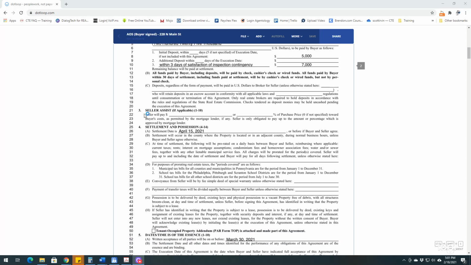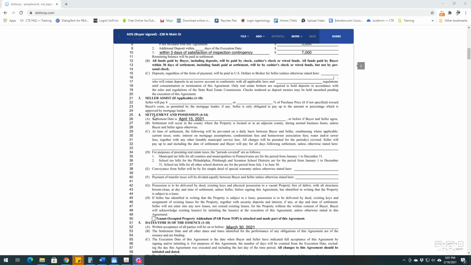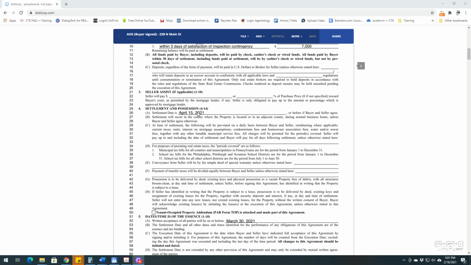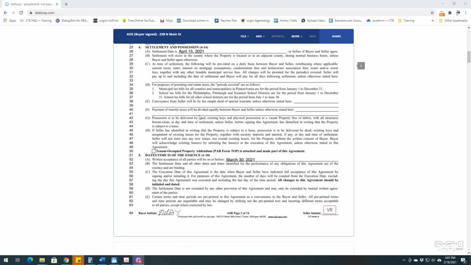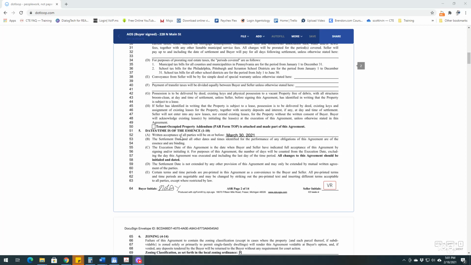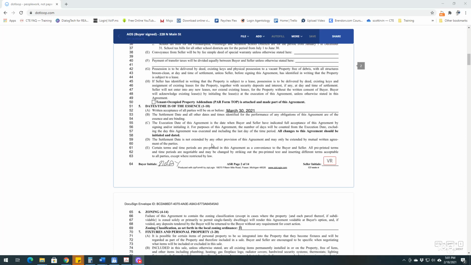If we had any seller assist, that would be in this section here, and this agreement is showing none. The settlement date this year is showing April 15th. It's telling us when the settlement is going to be. This here is the response date for the buyer or the seller to respond, and here they have March 30th. It just means that all parties would agree to respond by that date. Otherwise, this agreement would be void.